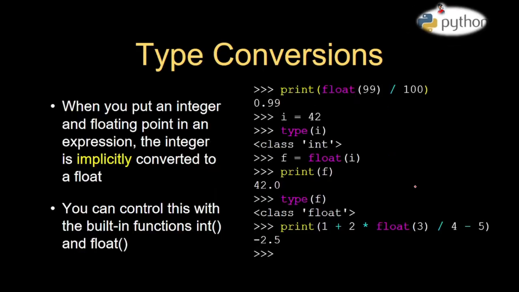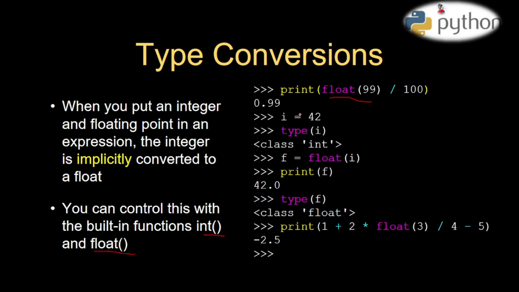The next one is type conversion. Just as I told you from the beginning, we use different type conversion functions: float, int, string, and the like. When you put an integer and a floating point in an expression or operation, the integer is implicitly converted to a float. Implicitly, you can control this with the built-in functions int and float.